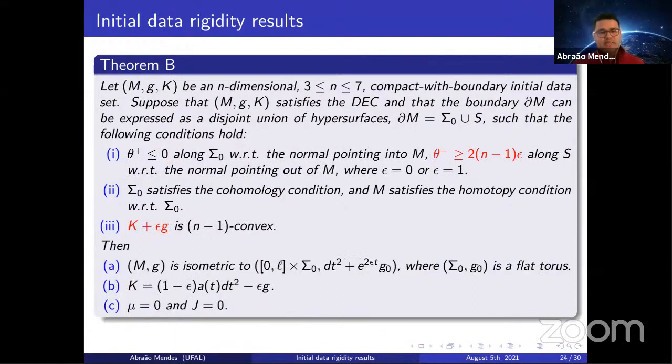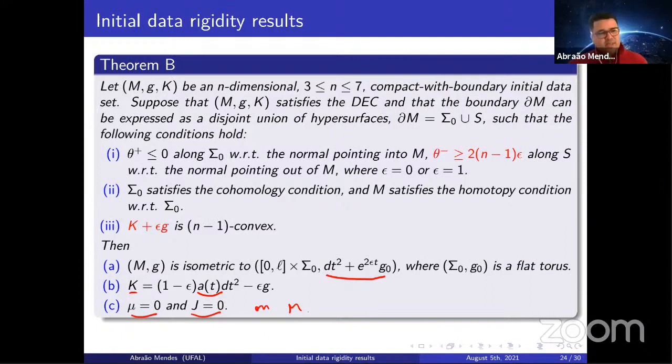we can prove that the remaining manifold is isometric to this warped product, where sigma naught, g naught is a flat torus. So observe that this manifold here is hyperbolic when epsilon equals 1, and it is flat when epsilon equals 0. The tensor K equals a tensor like this. So A is a function which depends only on the variable t. And finally, we have mu equals 0 and j equals 0 on M, okay?